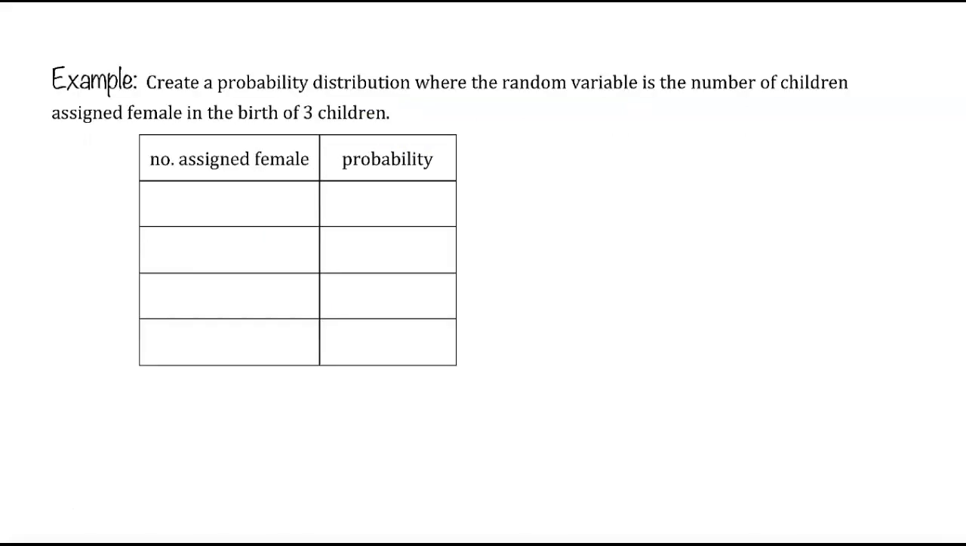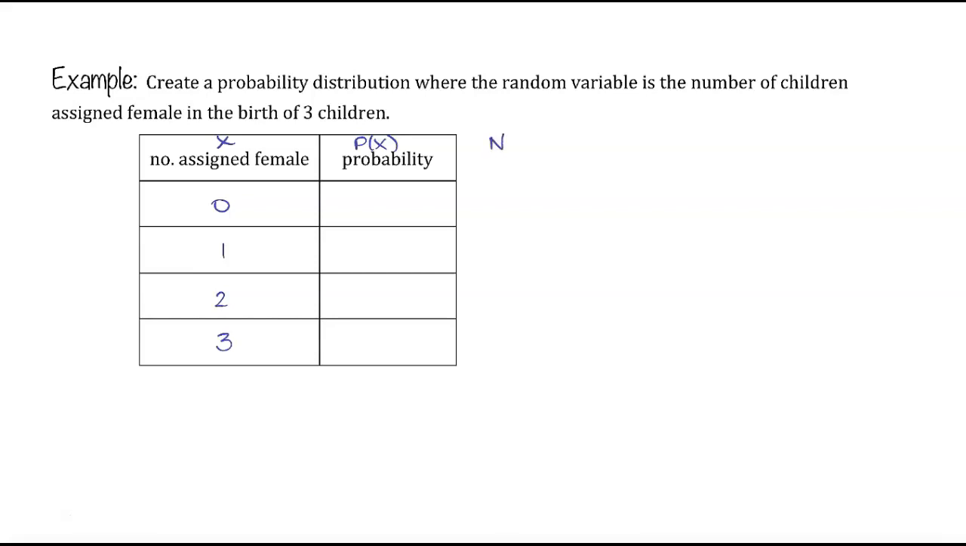In this example, the random variable is the number of children assigned female in the birth of 3 children. Our random variable x in this case is the number of children assigned female, and we need to determine the probability for each value that this x can take on. If there are 3 children, our options are 0, 1, 2, or 3 of those children being assigned female. Let's start by creating the sample space.